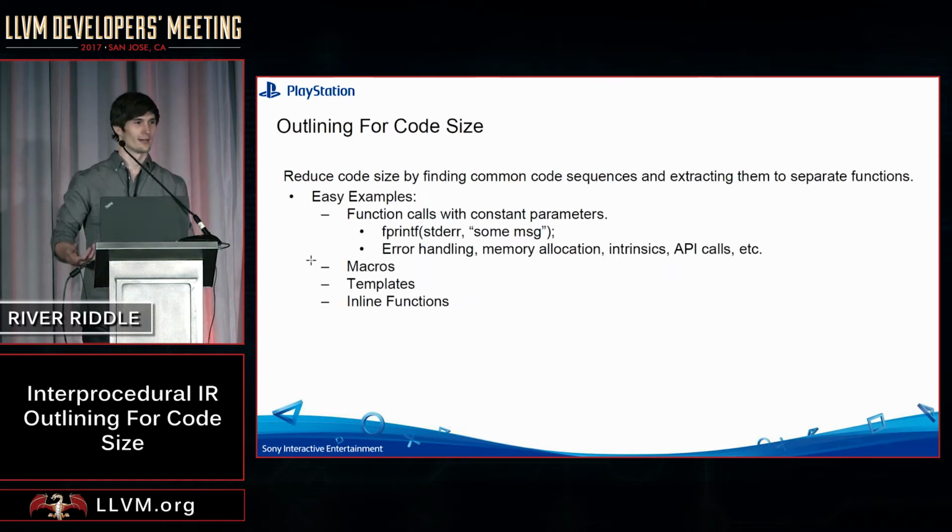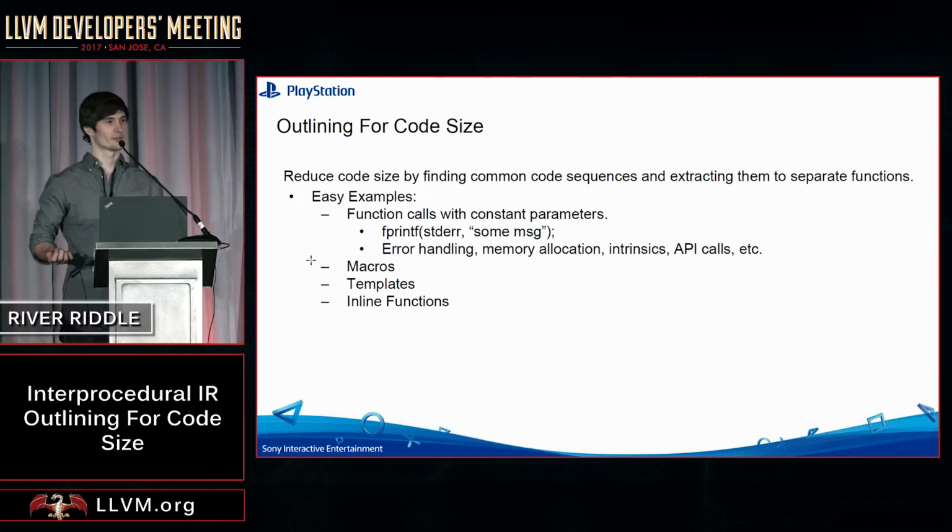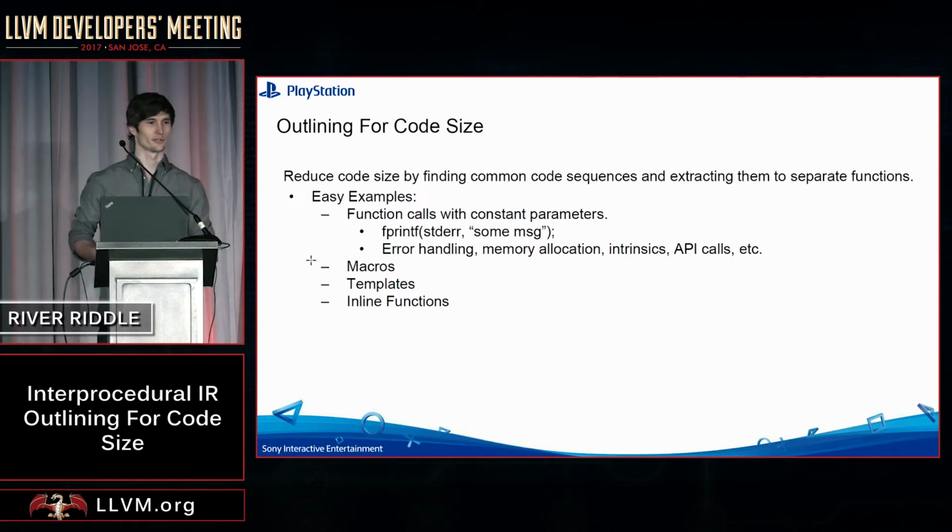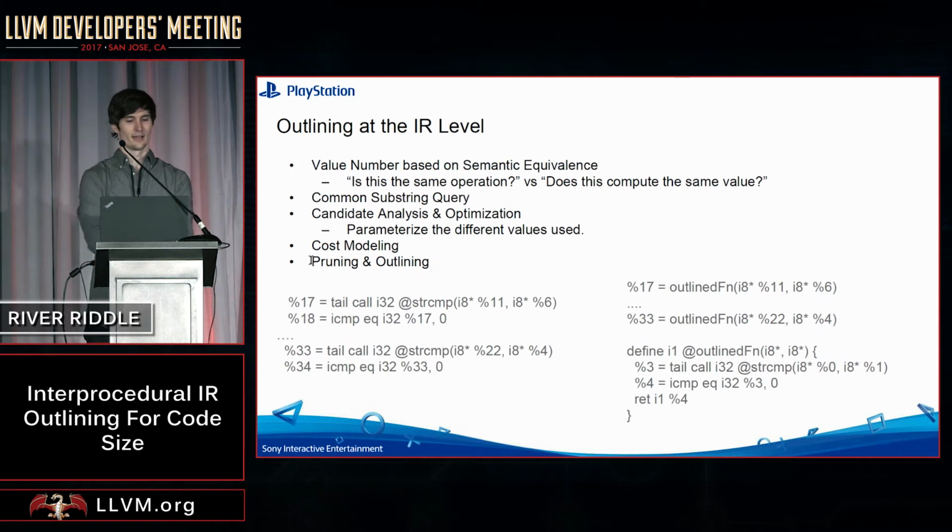When I'm talking about outlining for code size, what I'm really talking about is finding equivalent sequences of code and abstracting that to a function call with a shared implementation. So the easy examples of this are functions with constant parameters, macros, templates, inline functions, your common cases of code duplication.